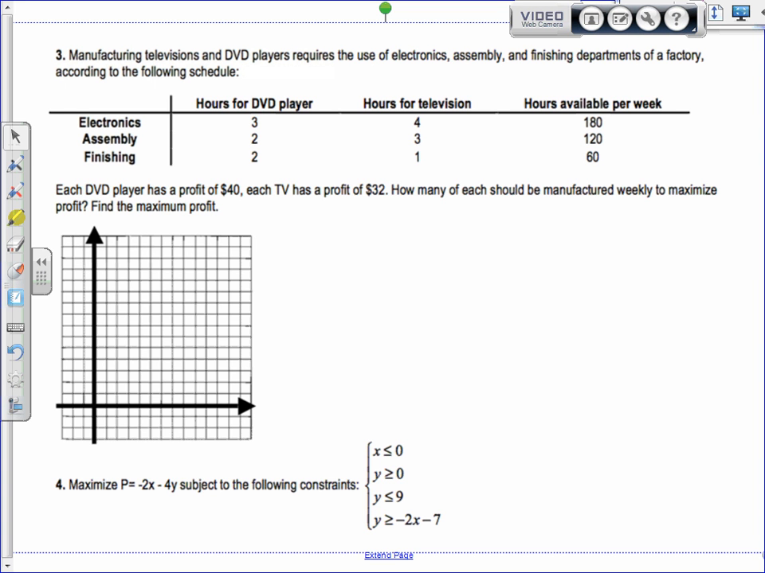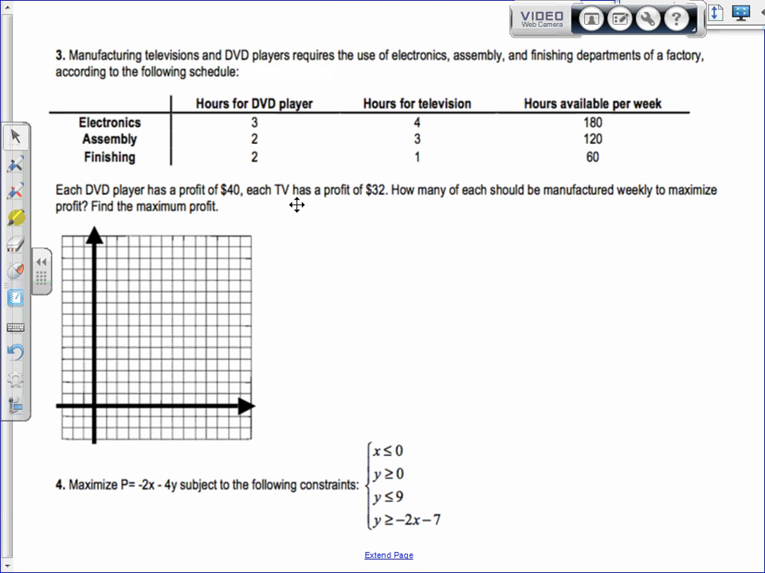All right, so anyway, it says 3 hours in the electronics department to build a DVD player. And then they send it to the assembly department, and it takes them 2 hours there. And then it takes them, in the finishing department, 2 more hours. So maybe like boxing it up and all that, making it perfect, putting stickers on, things like that. So it's taking a total of 7 hours to make a DVD player. So like I said, let's pretend it's multiple DVD players or like a pallet of them. For the TVs, it's taking 4 hours in the electronics department, 3 hours in assembly, 1 hour in finishing, okay?